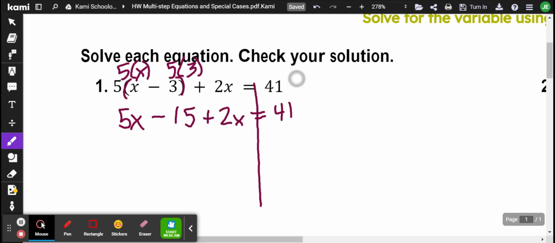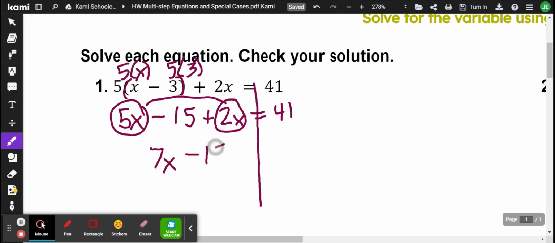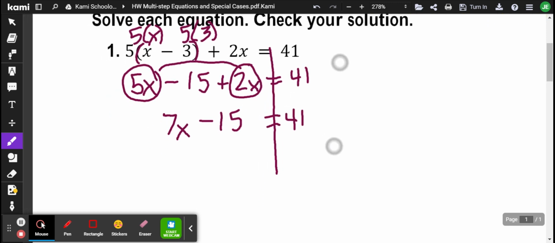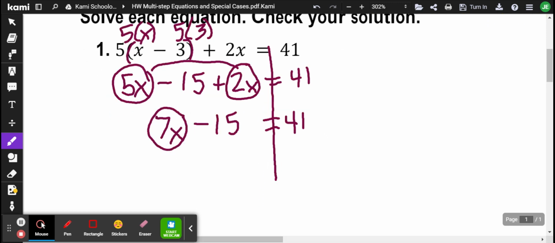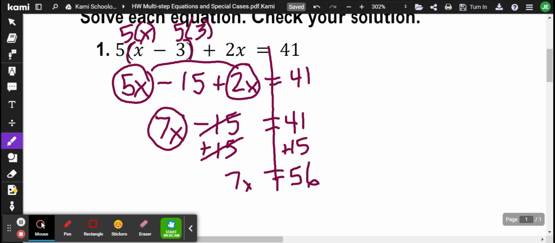So flowing down, I'm going to combine like terms on this side. We have 5x and 2x, which is going to give us 7x minus 15, and that is equal to 41. So now we have the variable isolated on one side. We're going to get rid of the 15 by adding 15 to both sides. So that's going to cancel on the left side, and now we're left with 7x, and that will be equal to 41 plus 15, which is going to be 56.